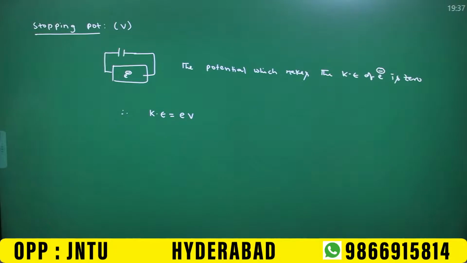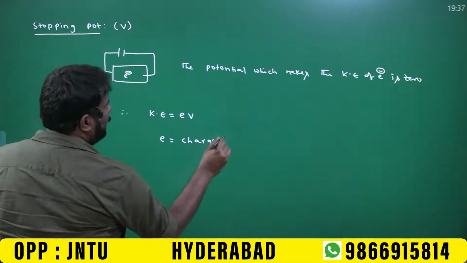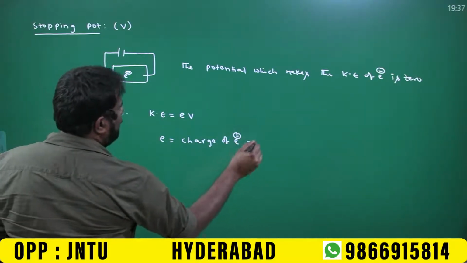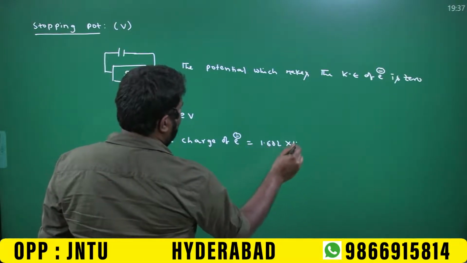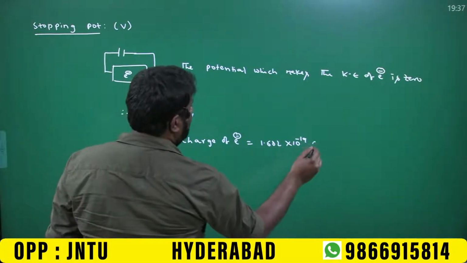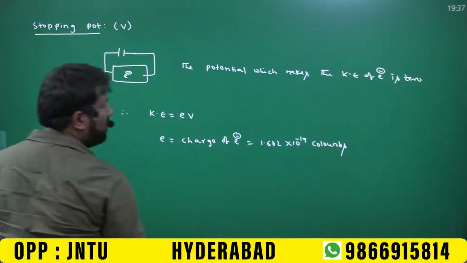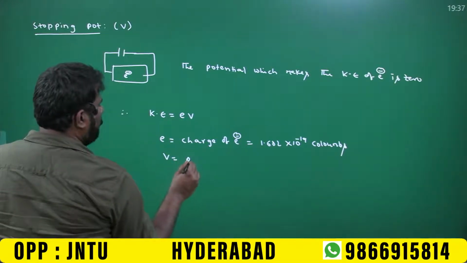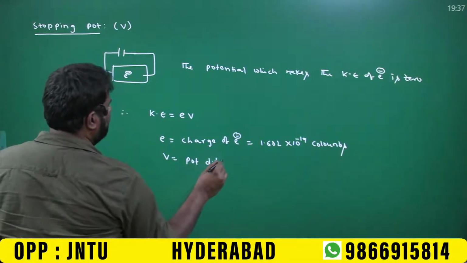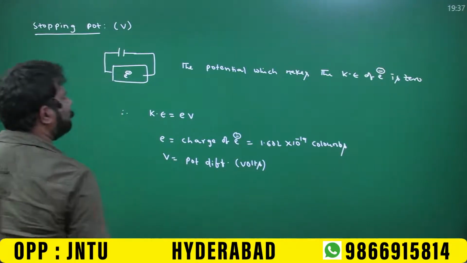Charge of electron into stopping potential V, where e equals charge of electron. What is the charge of electron? 1.602 into 10 power minus 19 coulombs. That is the charge of electron. Where V equals potential difference in volts. We express it in volts.